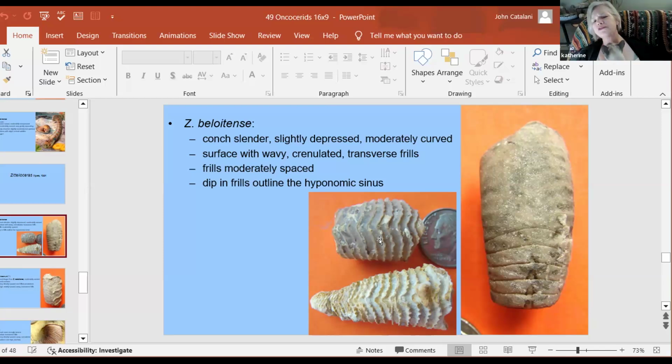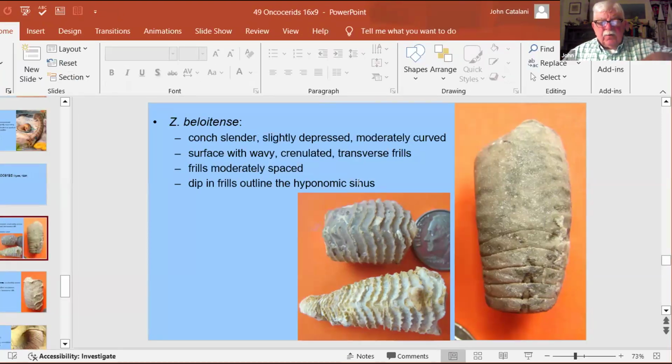Xytoceras, what purpose did the frills serve? Well, they're not sure, but they think that when the animal's on the ocean floor, there's a current, and these crenulations broke up the laminar flow of the water so that it wouldn't affect the animal as much. That's an opinion. Nobody knows. Did they strengthen the shell? Possibly. Did they prevent predators? Quite possibly.